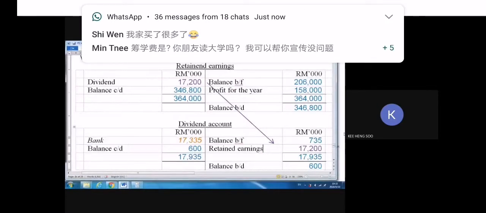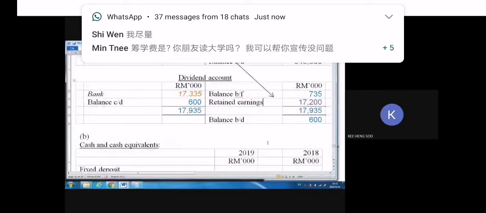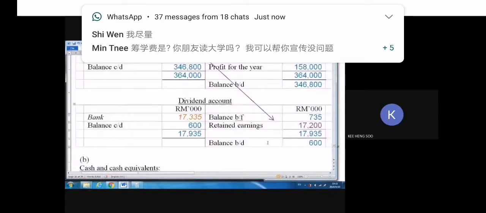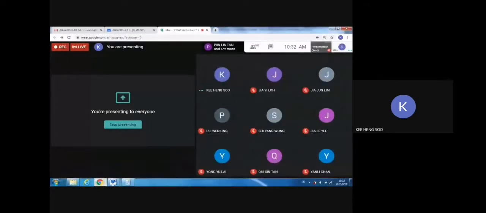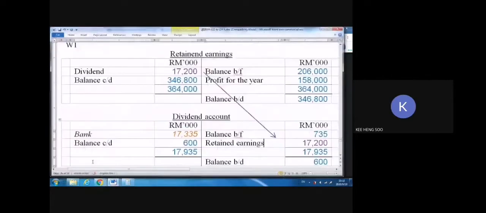So that is how you get your retained earnings. Okay, you're right, correct. Okay, done. So you get your 17,335 payment.